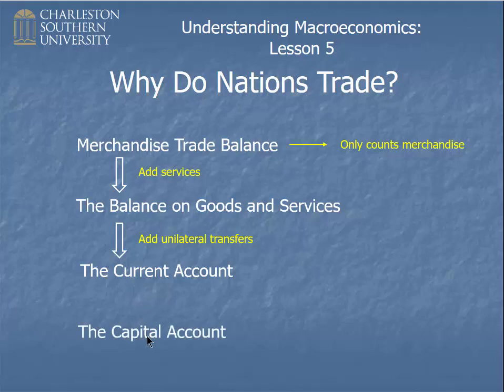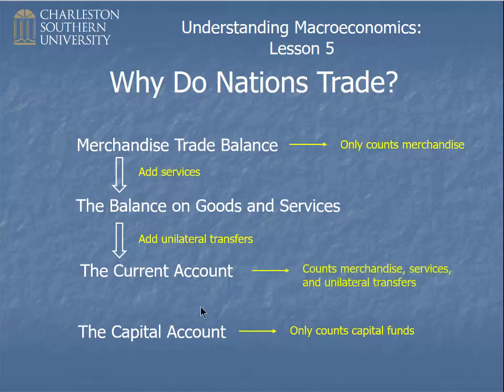The capital account is the only one that's really different. The capital account only counts capital funds. But because the dollars have to go someplace, it turns out that the capital account and the current account are opposites of each other. So if the current account is in deficit, say of minus 100, the capital account will be in surplus of plus 100. The only way it could be that that's not true would be if people just took the money that they made in some international trade and just threw it away. It's not likely that they do that.